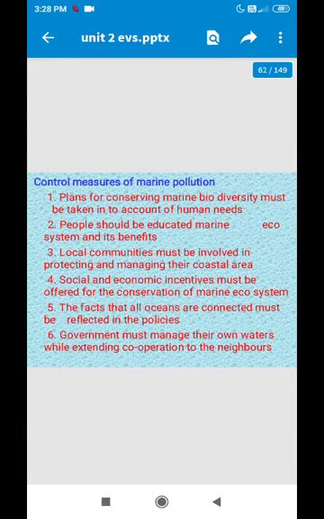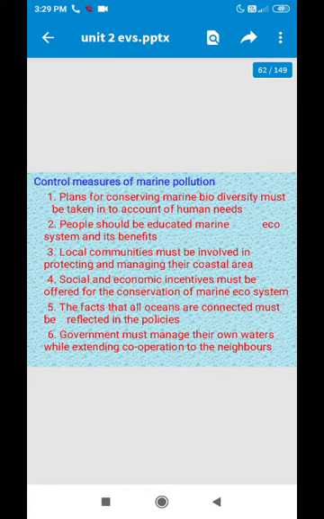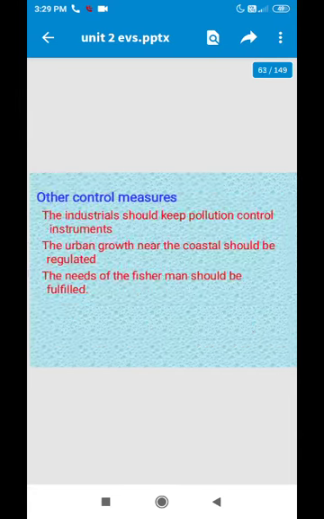Now let us see the control measures. Plans for conserving marine biodiversity must take human needs into account, and also people should be educated about the marine ecosystem and its benefits, and also the local community must be involved in protecting and managing their coastal area. Social and economic incentives must be offered for the conservation of the marine ecosystem. The fact that all oceans are connected must be reflected in the policies. Governments must manage their own waters while extending cooperation to their neighbors.